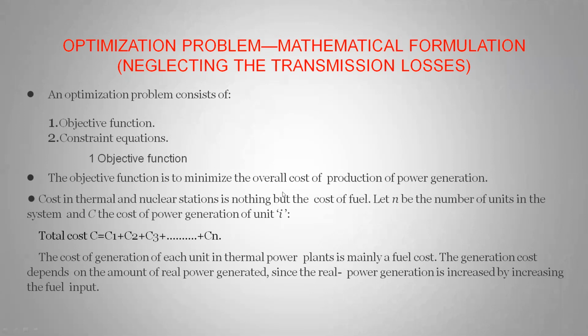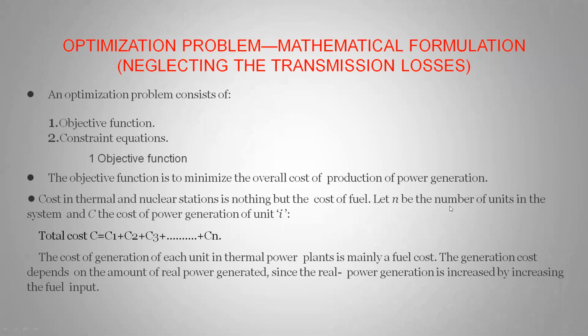Okay, so overall cost of production of power generation is minimized using an objective function. Cost in thermal and nuclear stations is nothing but the cost of fuel. So in thermal power generation, the cost mainly means fuel. Coal, thermal.